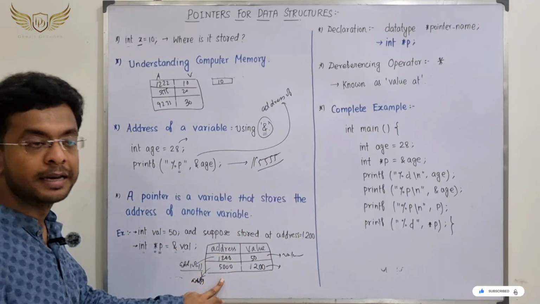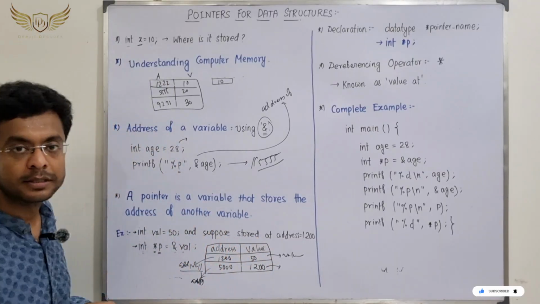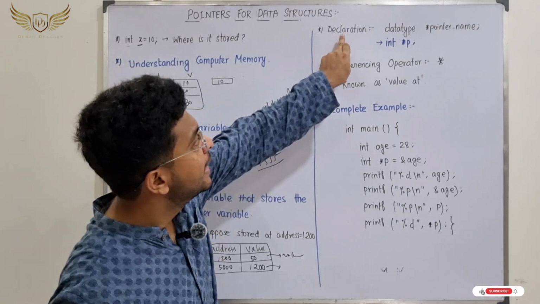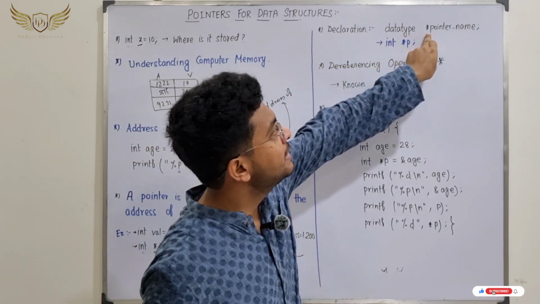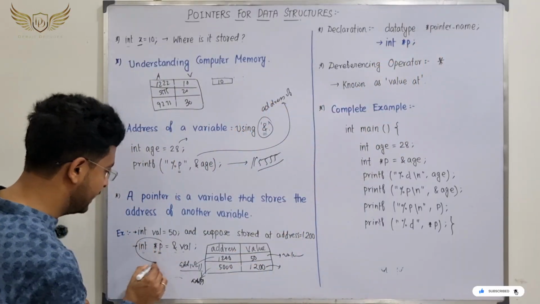I hope it is absolutely clear, because this is the main and important concept. If you have understood it, you have understood a lot of pointers. Now, the declaration we have already done. But if you see how it is declared: data type, space, star, pointer name, or say int star p. I have written it like this. It can be anything.